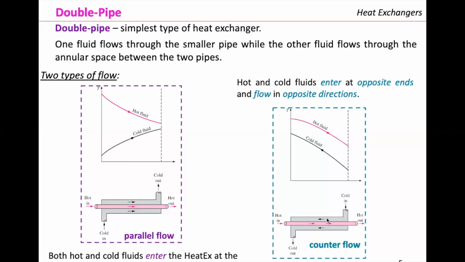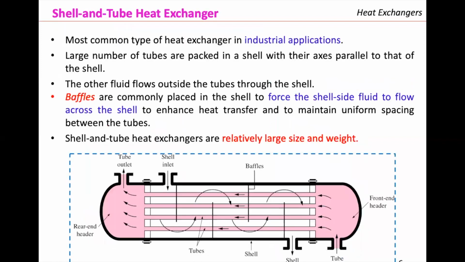For example, cold in, and then cold out. Just follow the black arrows. Then the hot in, just follow the pink arrows, hot out. They are entering from opposite directions, right? The double pipe, as we already said, is the most simple geometry of heat exchanger.